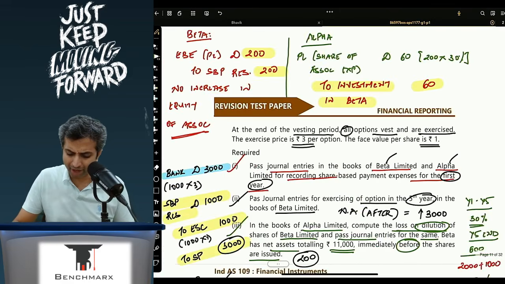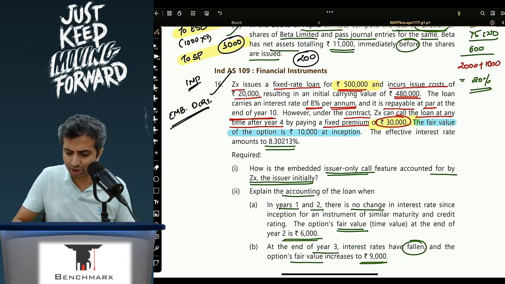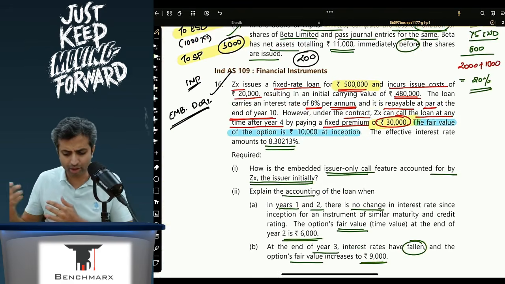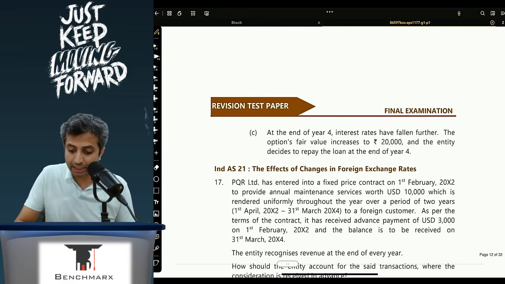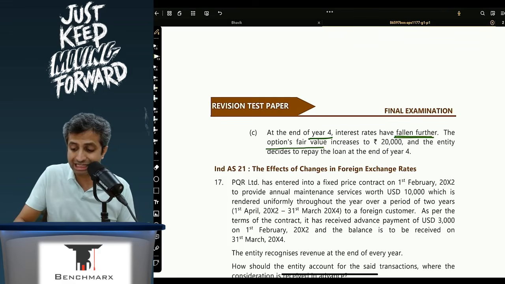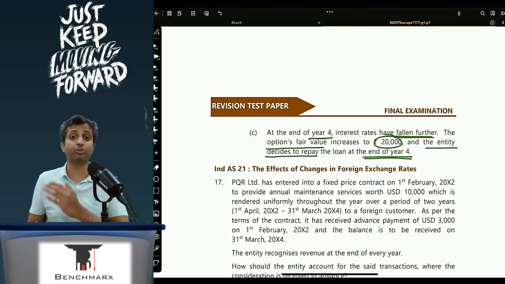Okay, so what do you have to do over here? Probably explain the accounting for years 1, 2 and 3, especially considering the changes in fair value. And third, at the end of year 4 the interest rates have fallen further, so the option becomes more and more valuable, and the option's fair value increases to 20,000, and the entity decides to repay the loan at the end of year 4. Remember, they can exercise the option only at the end of year 4 only.